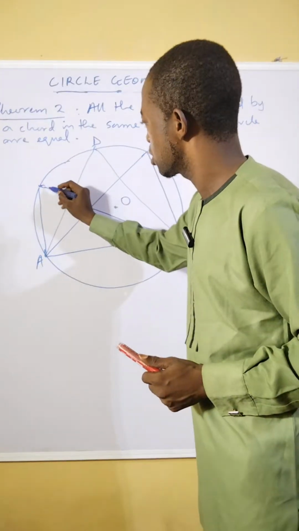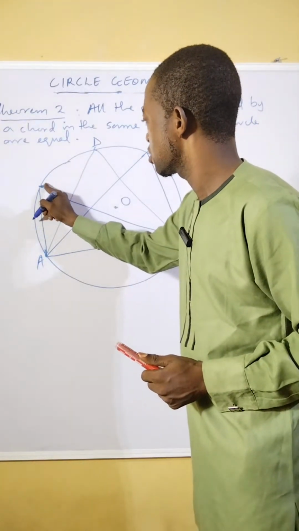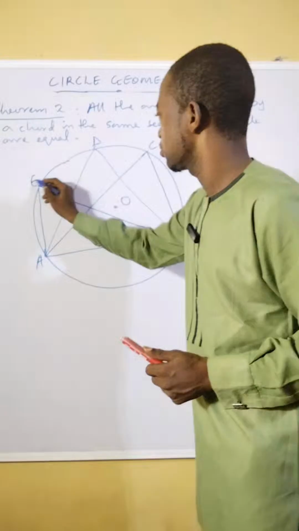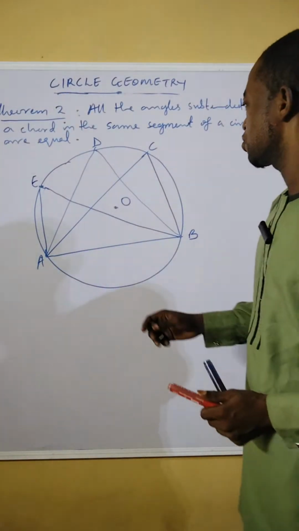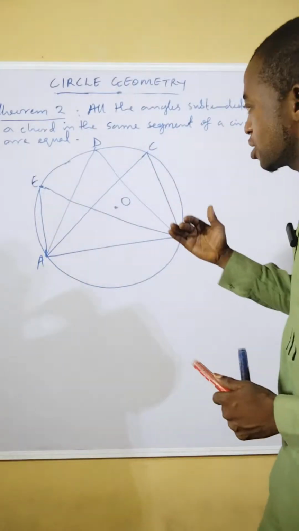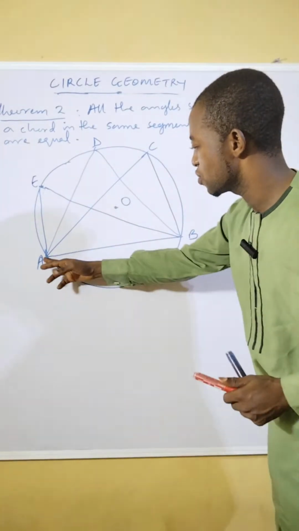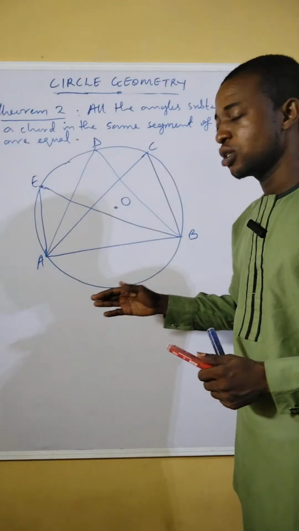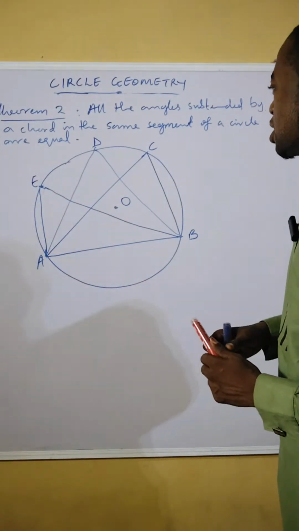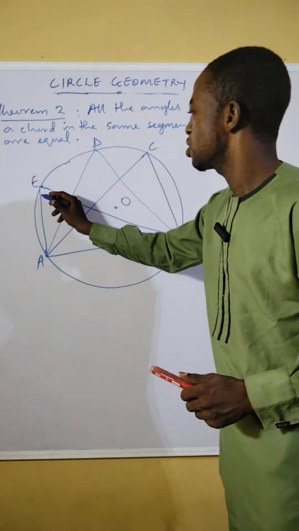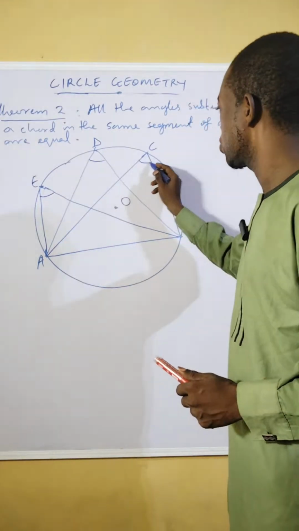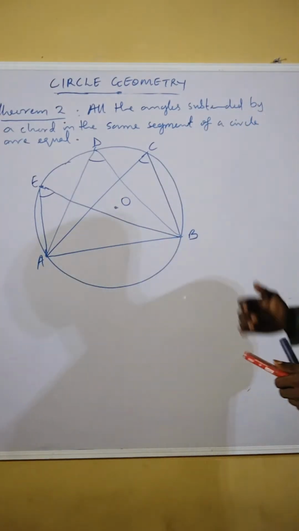So we can label this as E here. All these angles are in the same segment at the circumference, so they are formed by this same chord. That's what is important. And the theorem is saying that these angles here are therefore equal. Why are they equal? It follows from theorem 1.